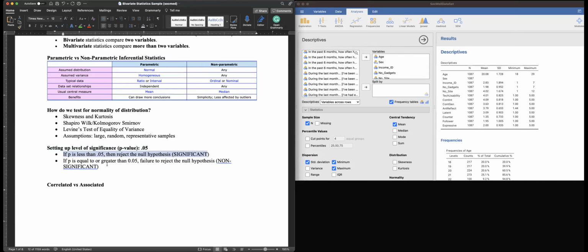And then if the p-value is equal to or greater than 0.05, then we fail to reject the null hypothesis, and therefore it is not significant. So just to take note, this phrase is very important, because we do not accept the null hypothesis. We usually fail to reject or do not reject the null hypothesis, or the evidence is not sufficient to reject the null hypothesis, but we never accept the null hypothesis.